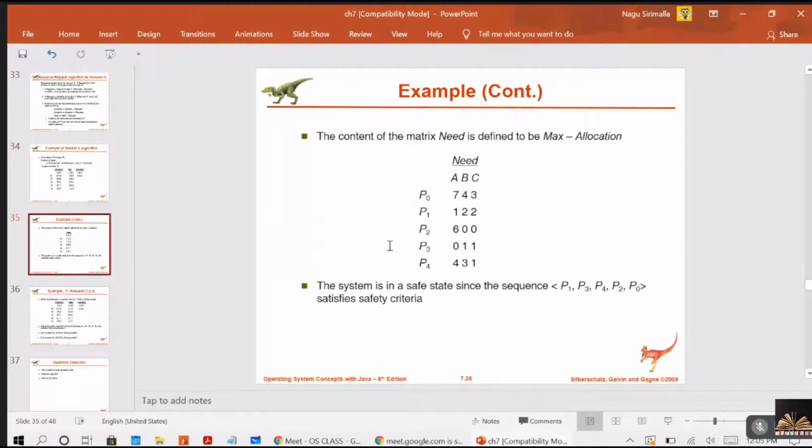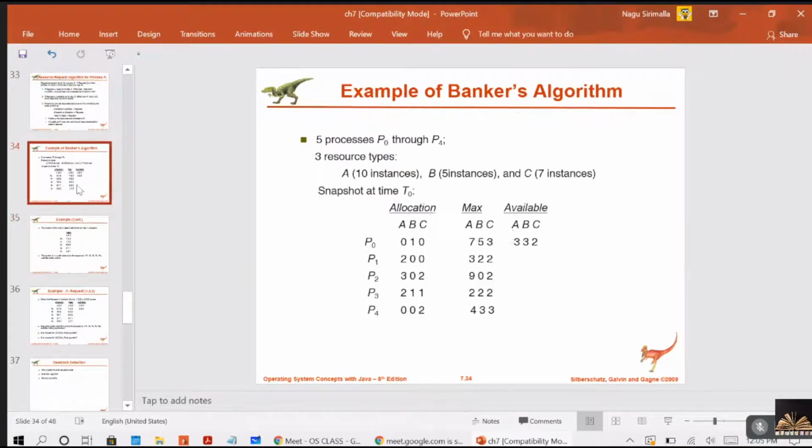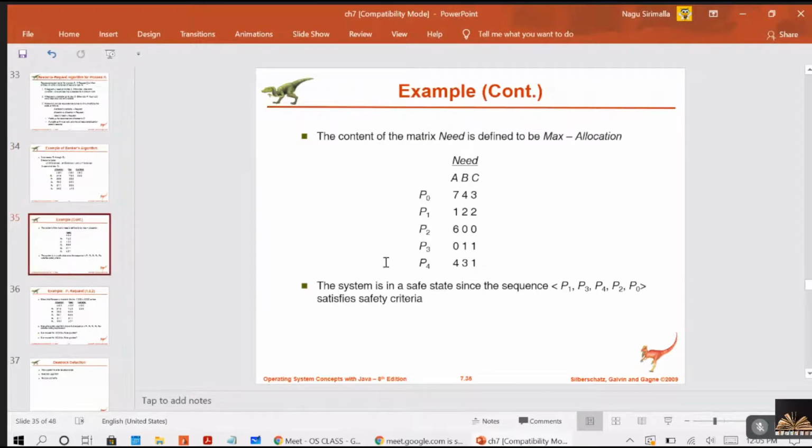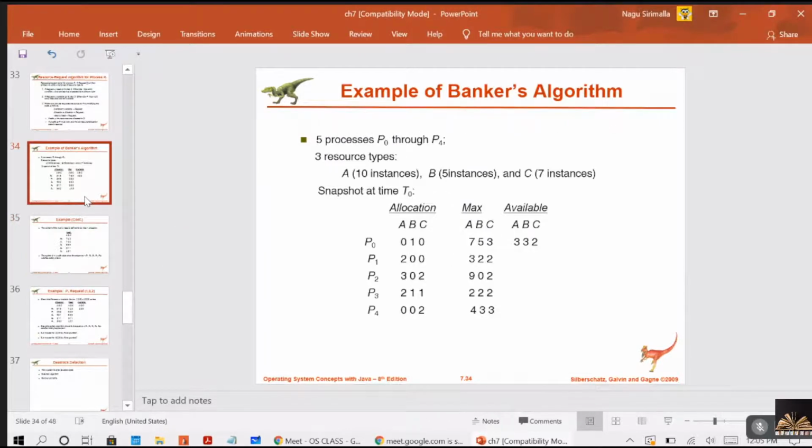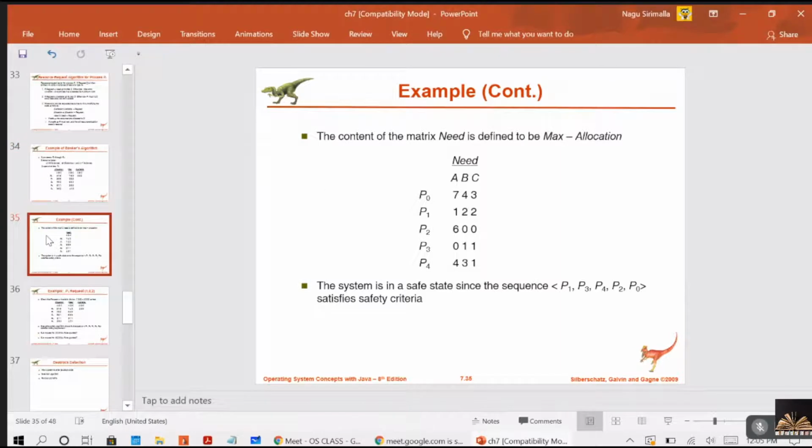So that way you first find out the need matrix. Then, by seeing this need matrix and with the available, 332, you check: is it possible to allocate those resources to P0? No. Why? Because its need is more than the available.